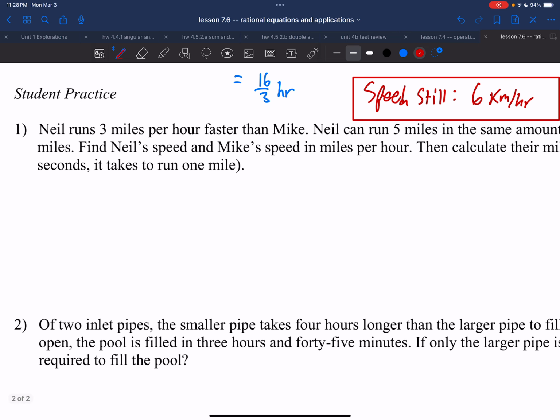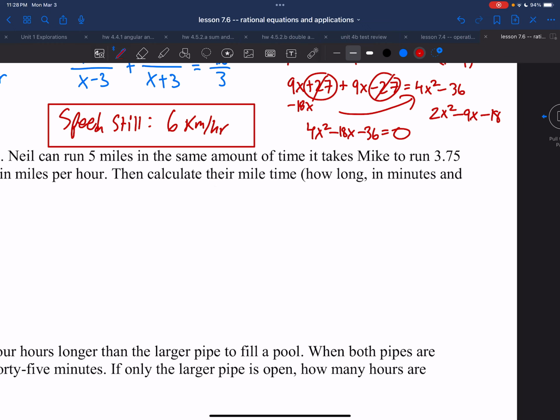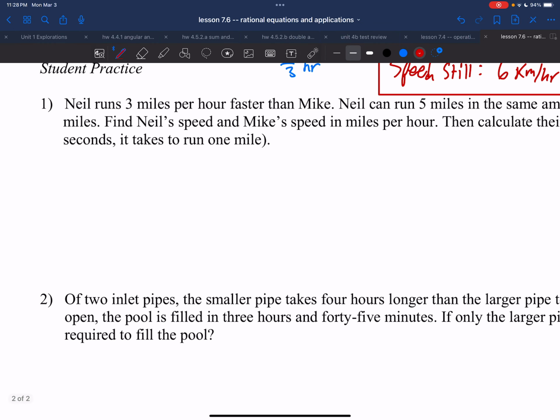Distance, time, speed. Neil runs 3 miles an hour faster than Mike. Do I know how fast Mike runs? I scan the problem? No. So, x is going to be Mike's speed. Then Neil's speed is 3 miles an hour faster than that. That means it's x, but it's 3 more than that. It's 3 miles an hour faster than x. So that handles Mike's and Neil's speed, giving it and quantifying it with a variable, okay?